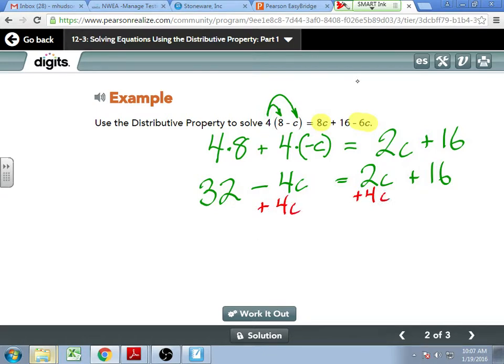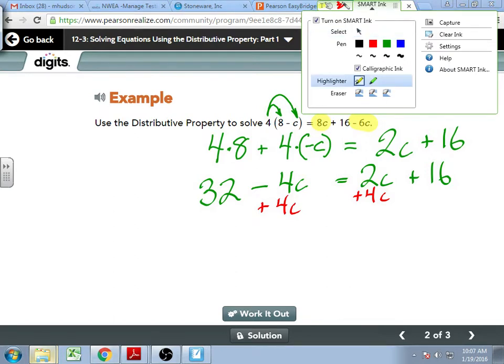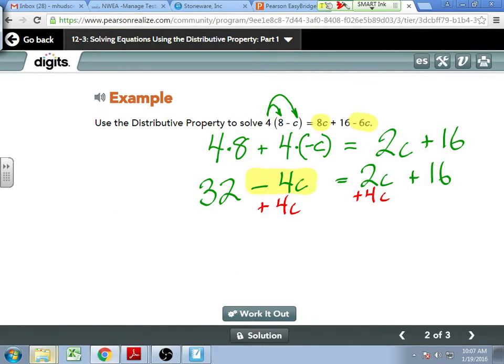both sides. Remember, we're not trying to get rid of the 4. We're trying to get rid of the whole term. So to undo the minus 4C, I have to add 4C. I got some blank looks. Are we confused? A little bit.